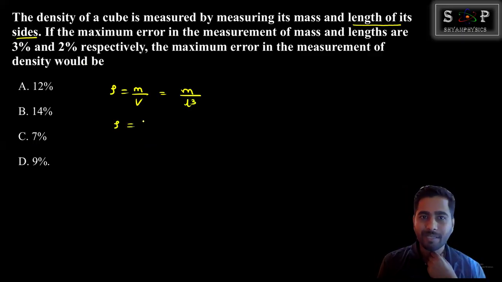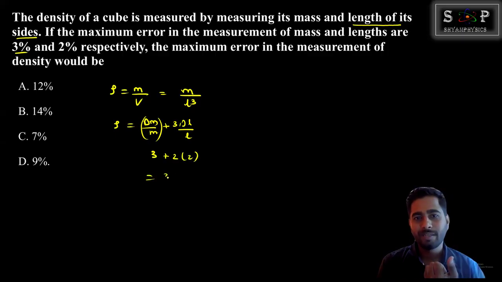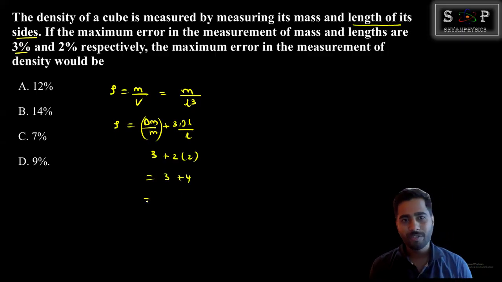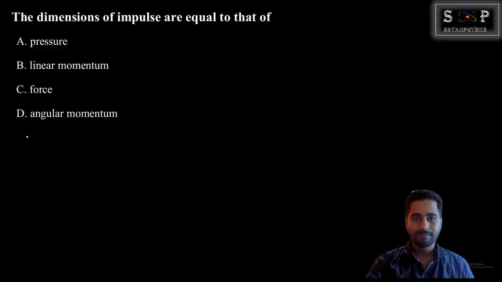So density error will be equal to delta M by M plus 3 times delta L by L. Delta M by M means the change in mass with respect to the original mass, the percentage error they gave is 3%, plus 2 times the length error they gave, 2%. So it will be 3 plus 4. So it will be 7% error in the measurement of density.